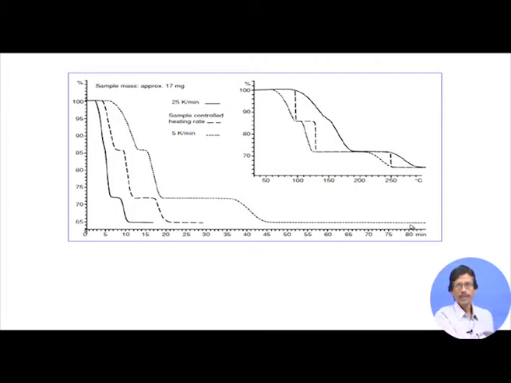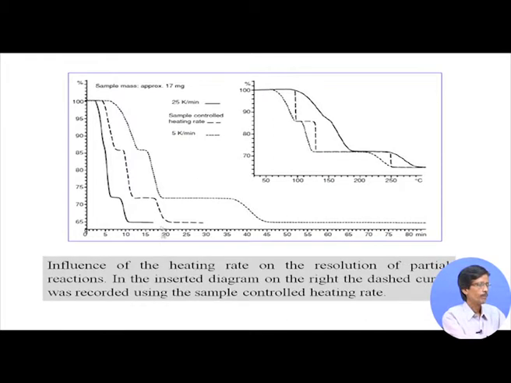So it definitely has some advantage. How do we get that advantage? If we correlate this with the dashed line in between, the dashed line is what is known as sample controlled heating rate. With sample controlled heating rate, the sample dictates the weight loss, and depending upon the amount of weight loss, the heating rate is variable and is controlled by the instrument.